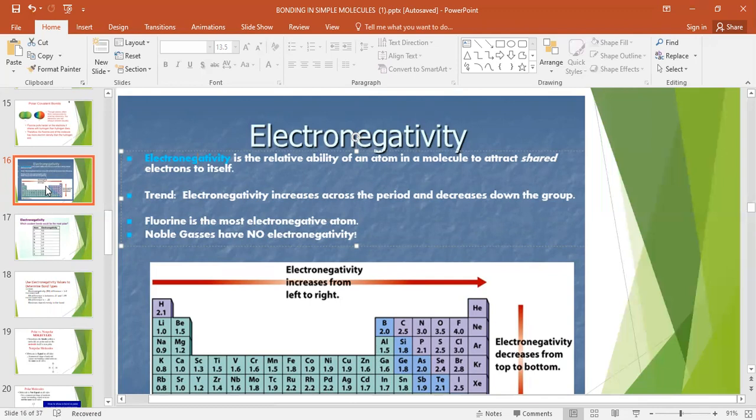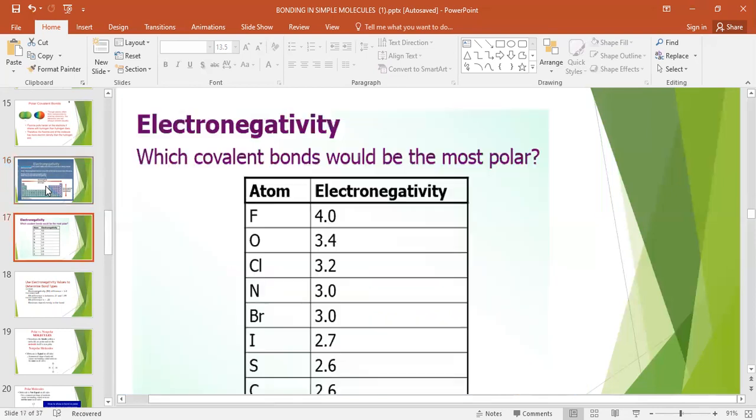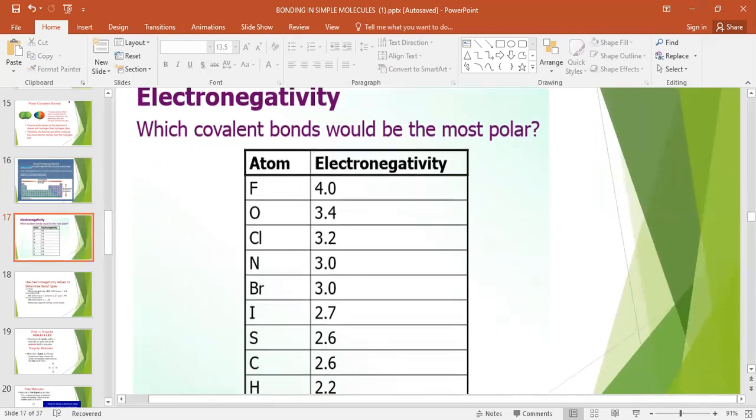No need to memorize, but you need to get the concept. Like you can see here, fluorine, the value of electronegativity is 4. This one is the highest. Maybe you will get this one in a multiple choice question. This is the highest electronegativity element in the periodic table. So the maximum value of electronegativity is 4. For all other elements, it is less than 4.